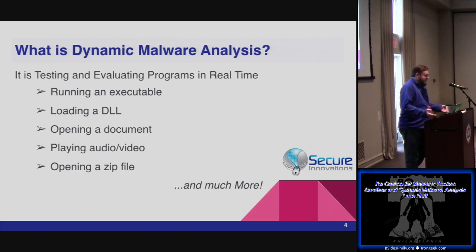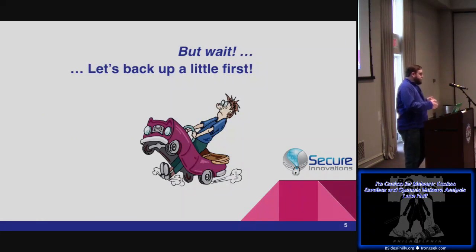All right, so let's go ahead and get started. What is dynamic malware analysis? A lot of times when you think of malware analysis, a lot of people are just looking at a piece of code and trying to figure out what's going on. Dynamic is basically running the malware or the sample that you have and seeing what it does. It could be running an executable, running a DLL, opening a Word document or something like that, playing a media file, or opening a zip file. Just see what goes on in the system when you do that.